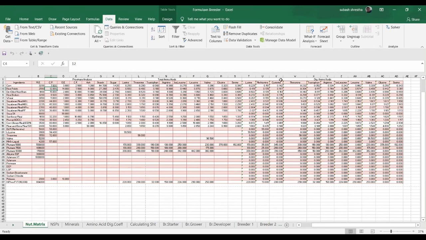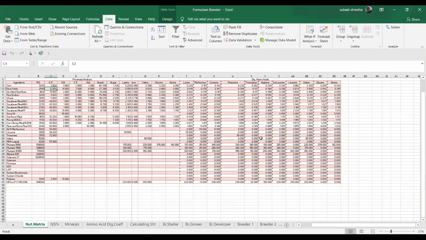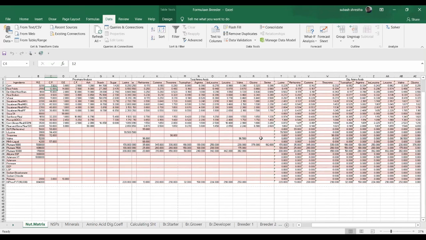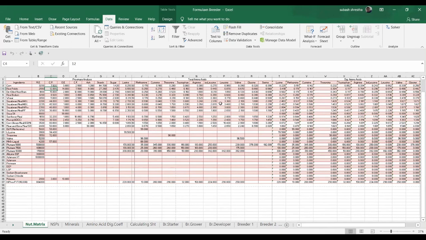For your ease, nowadays you can find all the data on the basis of digestible amino acid. So you can avoid these total amino acids, because it won't give you many problems while making your Excel data sheet, right? It's digestible amino acids, and I have taken into consideration lysine, methionine, cysteine, tryptophan, arginine, and all the essential amino acids.